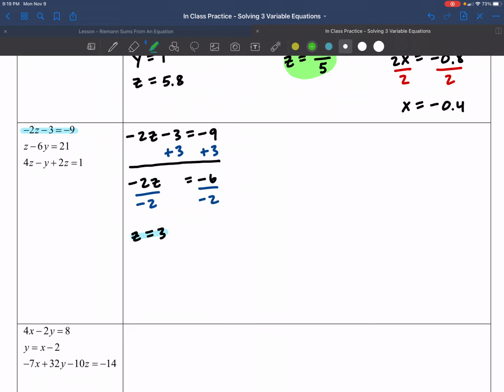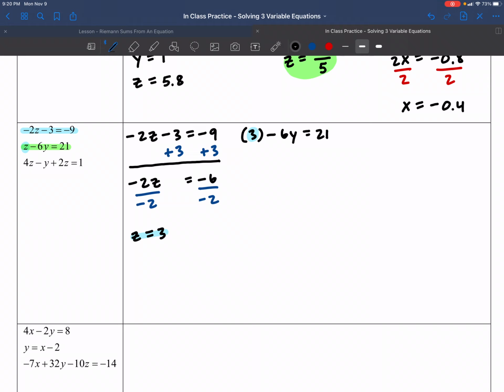Now I'm going to look for an equation that would be easiest to substitute z into. It looks like this second equation is probably best, because if I substitute 3 in for z, then I'll just be left with negative 6y. So 3 minus 6y is equal to 21. So here is the 3 that we substituted in. That's the 3 that's going in there.